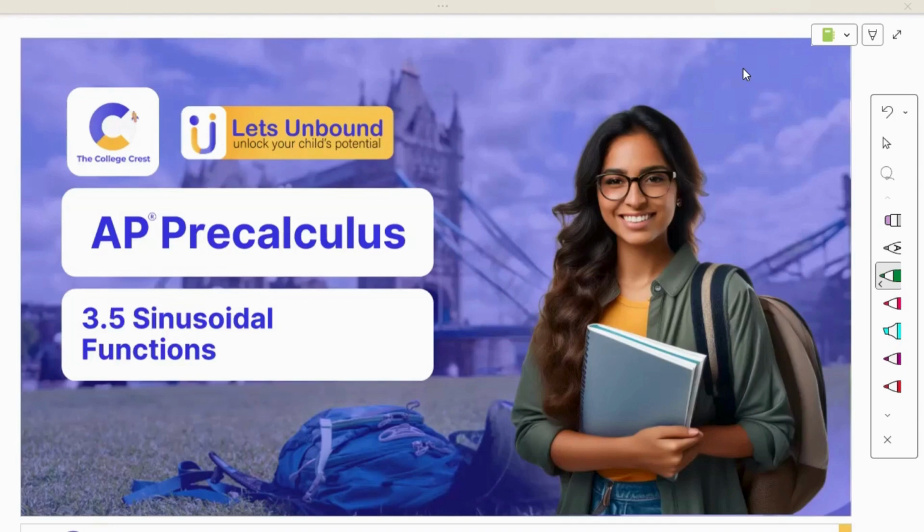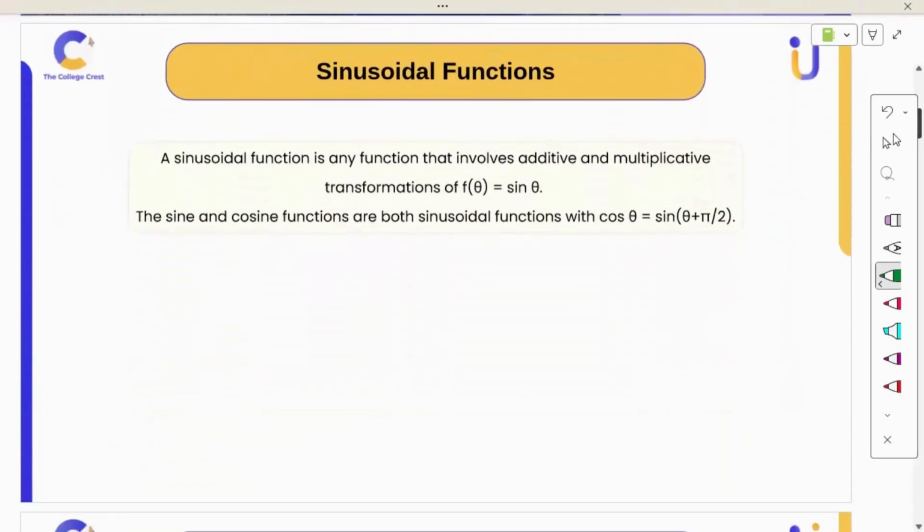So what is a sinusoidal function? This is the math definition. A sinusoidal function is any function that involves additive or multiplicative transformations, like horizontal shift, vertical shift. Multiplicative means horizontal stretch, vertical stretch. If you do any of these to f of theta equals sine theta, those are sinusoidal functions. Sine and cosine are sinusoidal because cos theta you can get by an additive transformation of sine theta. Correct. That's why this is the definition in our AP course description.